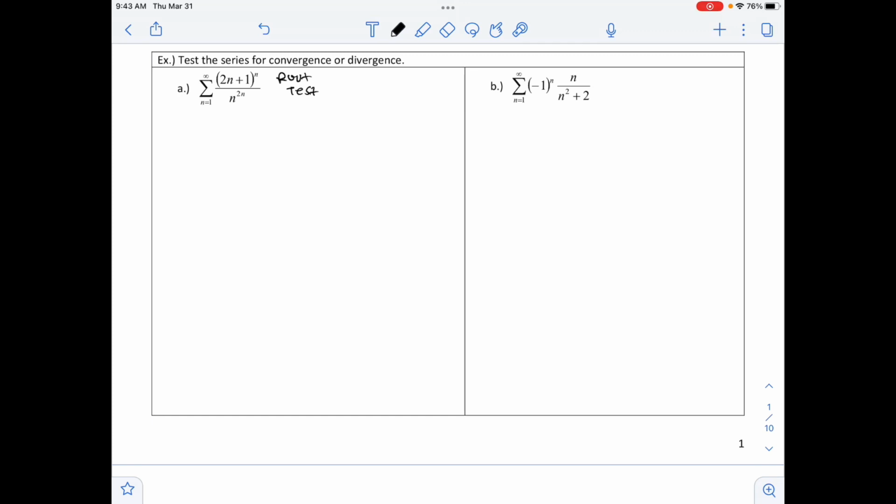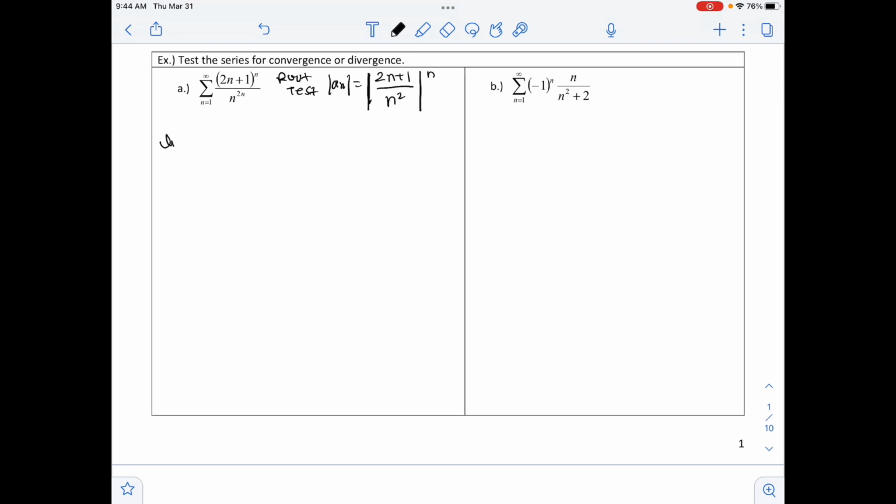For the root test, we're going to look at the absolute value of a sub n, which is going to be the absolute value of 2n plus 1 to the nth power over n to the 2n. I'm going to go ahead and pull that nth power out. So I have 2n plus 1 over n squared, all raised to the nth power, again taking that absolute value.